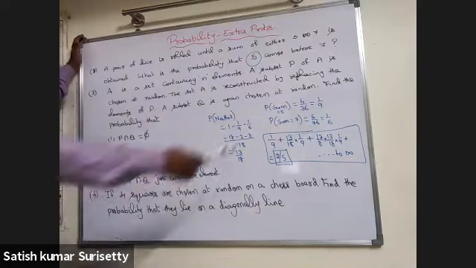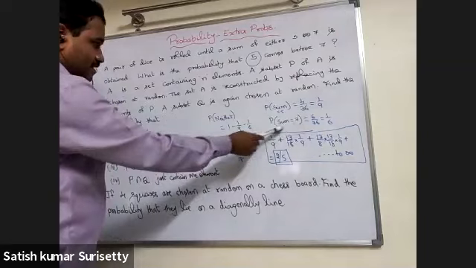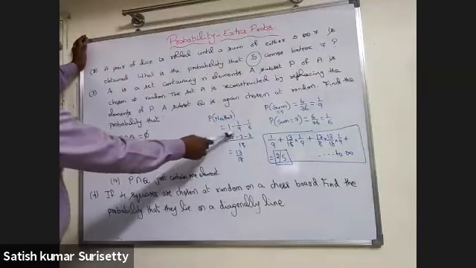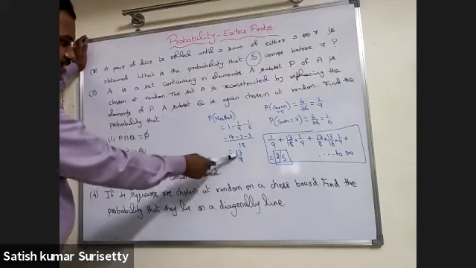So the probability of getting sum 5 is 1 by 9, getting sum 7 is 1 by 6, and neither 5 nor 7 is 1 minus 1 by 9 minus 1 by 6, which is 13 by 18.